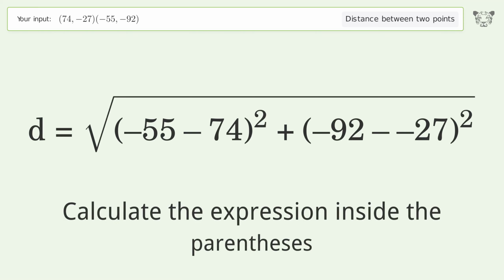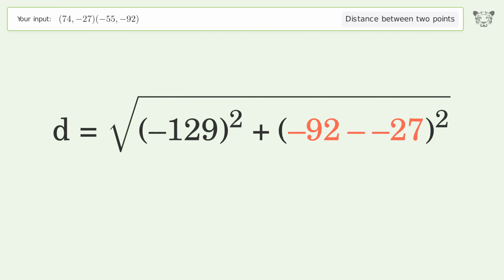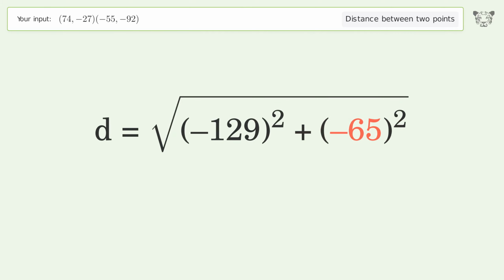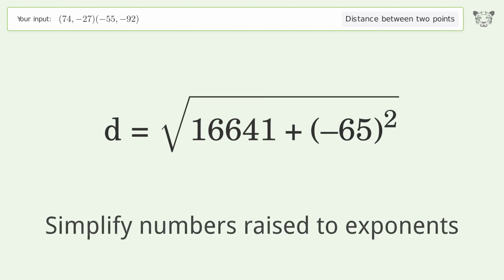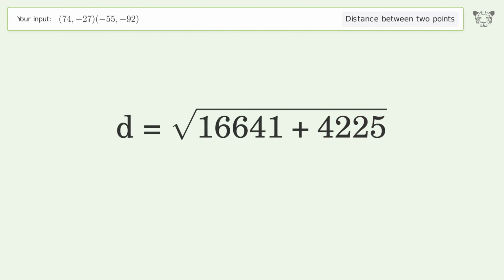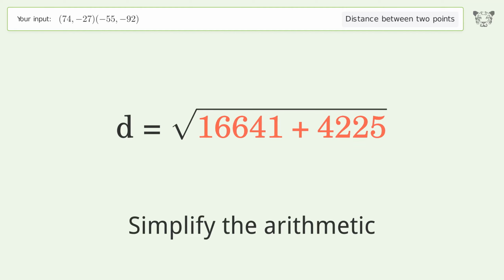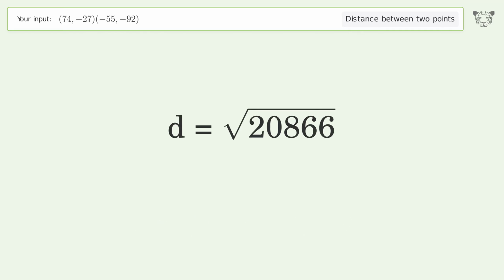Calculate the expression inside the parentheses. Simplify numbers raised to exponents. Simplify the arithmetic. And so the distance between the 2 points is the square root of 20,866, or 144.451.